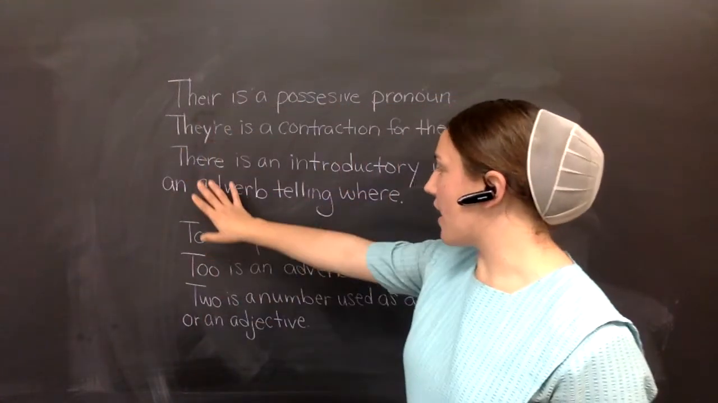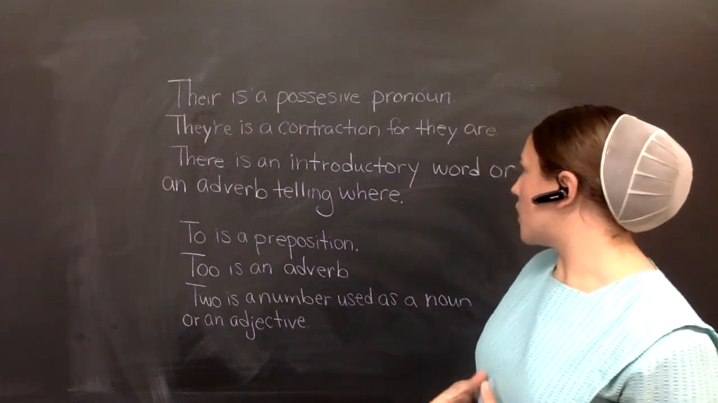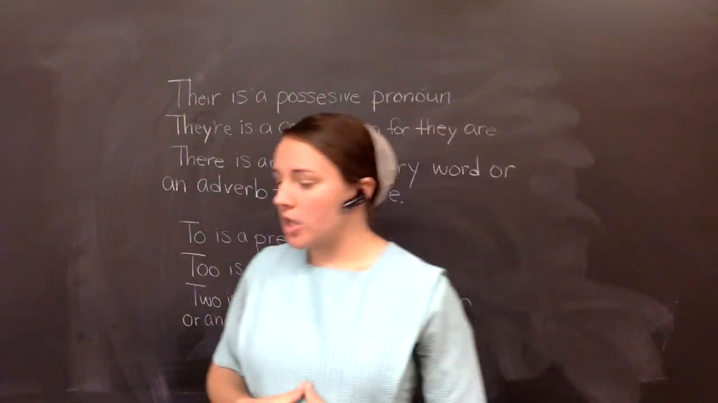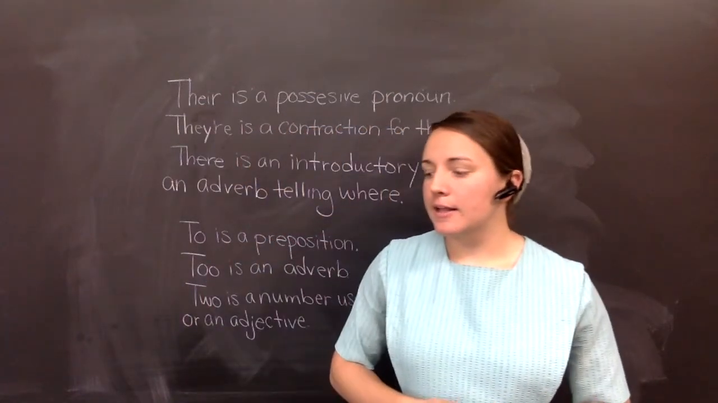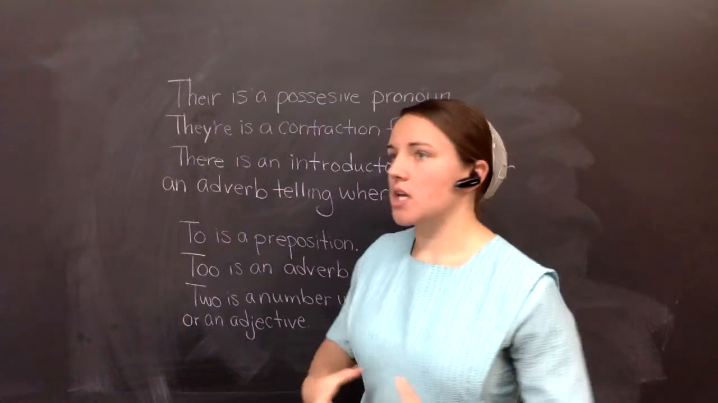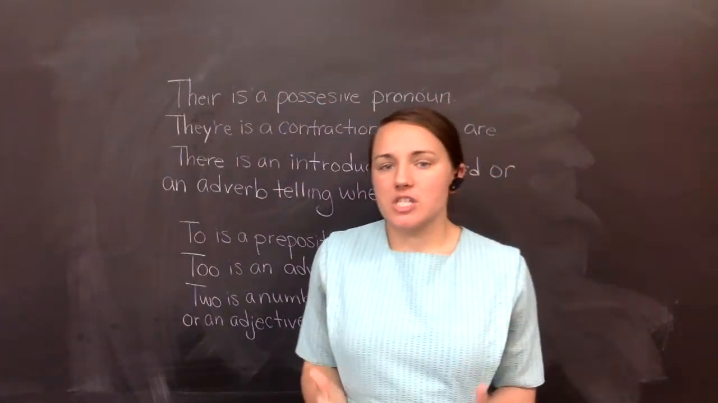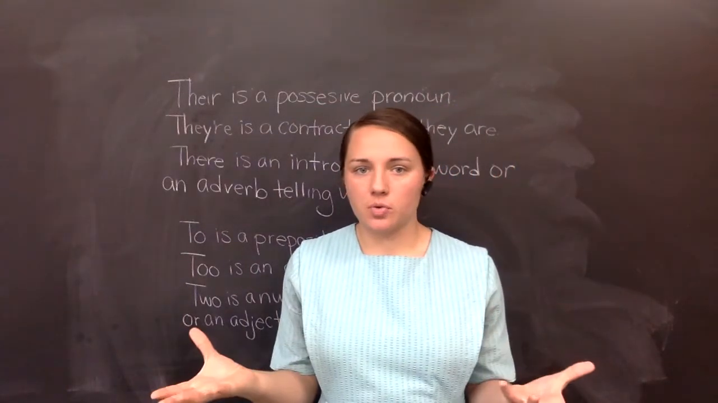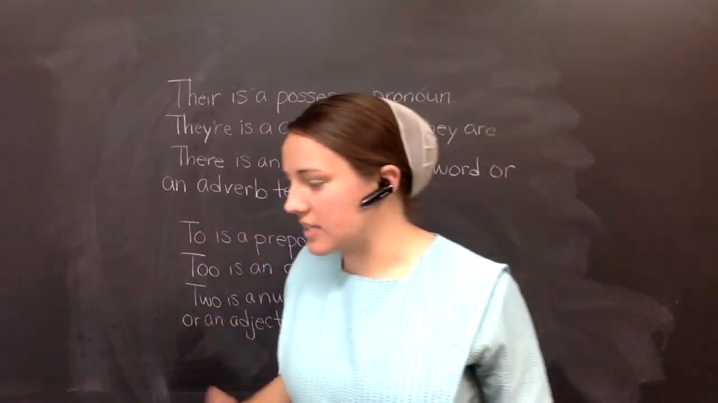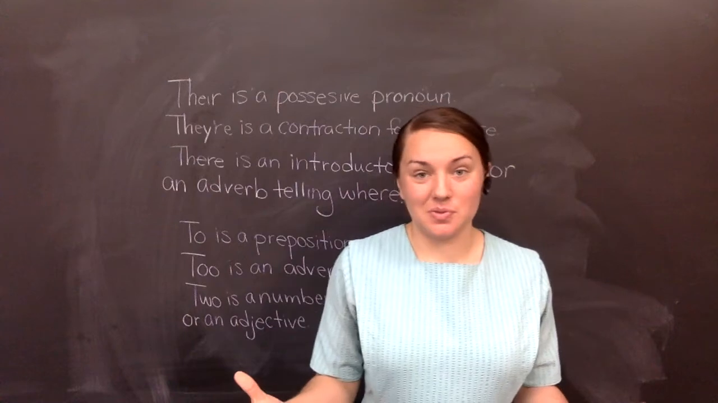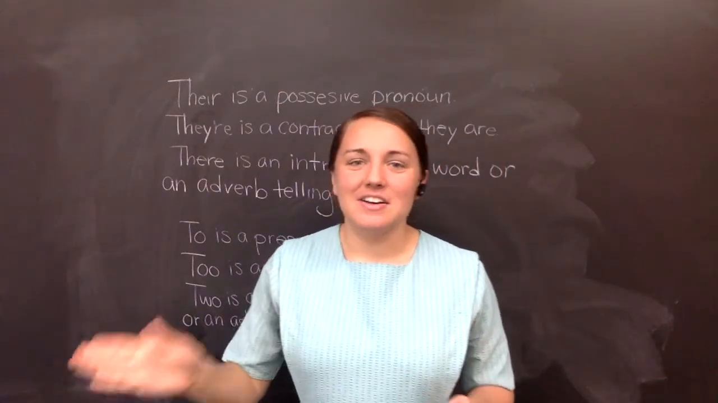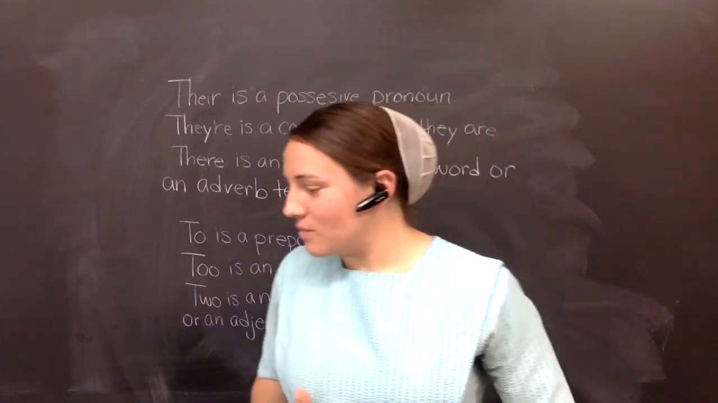The next one, there, is an introductory word or an adverb telling where. So you could say, there is no school for the rest of the year. It's just an introductory word to the sentence. There is no school for the rest of the year, that type of thing. It's just, yeah, introduces the sentence. The sentence in our book says there is no school on Monday, but it wouldn't even make sense to use that because we already know that, right? So that's why I used my own sentence.